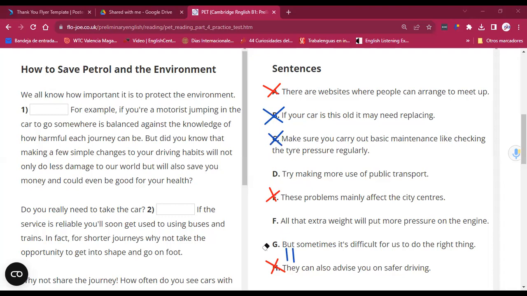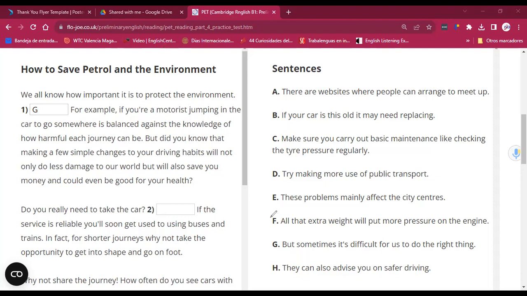But sometimes it is difficult for us to do the right thing. We all know how important it is to protect the environment, but sometimes it is difficult for us to do the right thing. For example, if you are a motorist jumping in the car to go somewhere, it is balanced against the knowledge of how harmful the journey can be. So people don't think about the environment. They just jump in the car and go. Okay? So here, of course, is letter G. Number 2. So we have letter G ready.